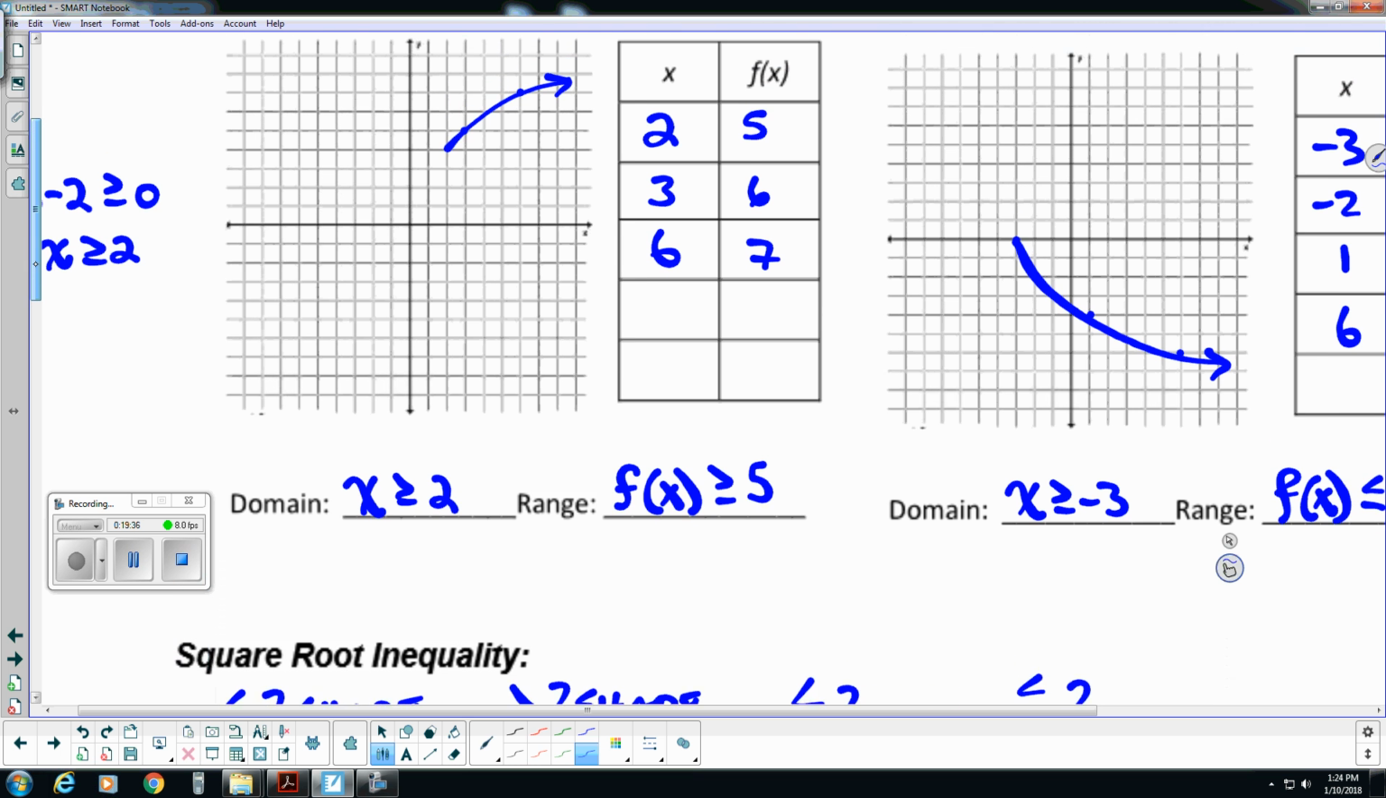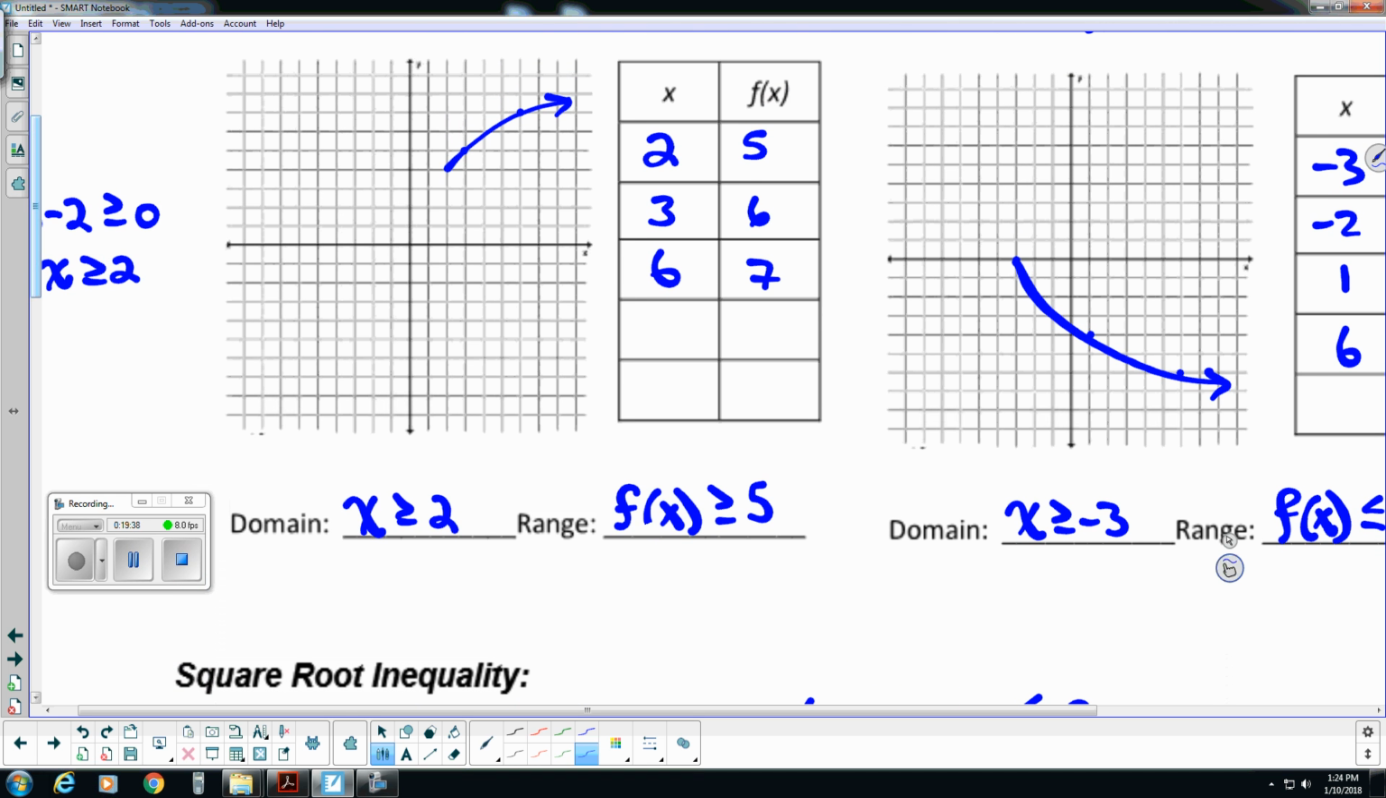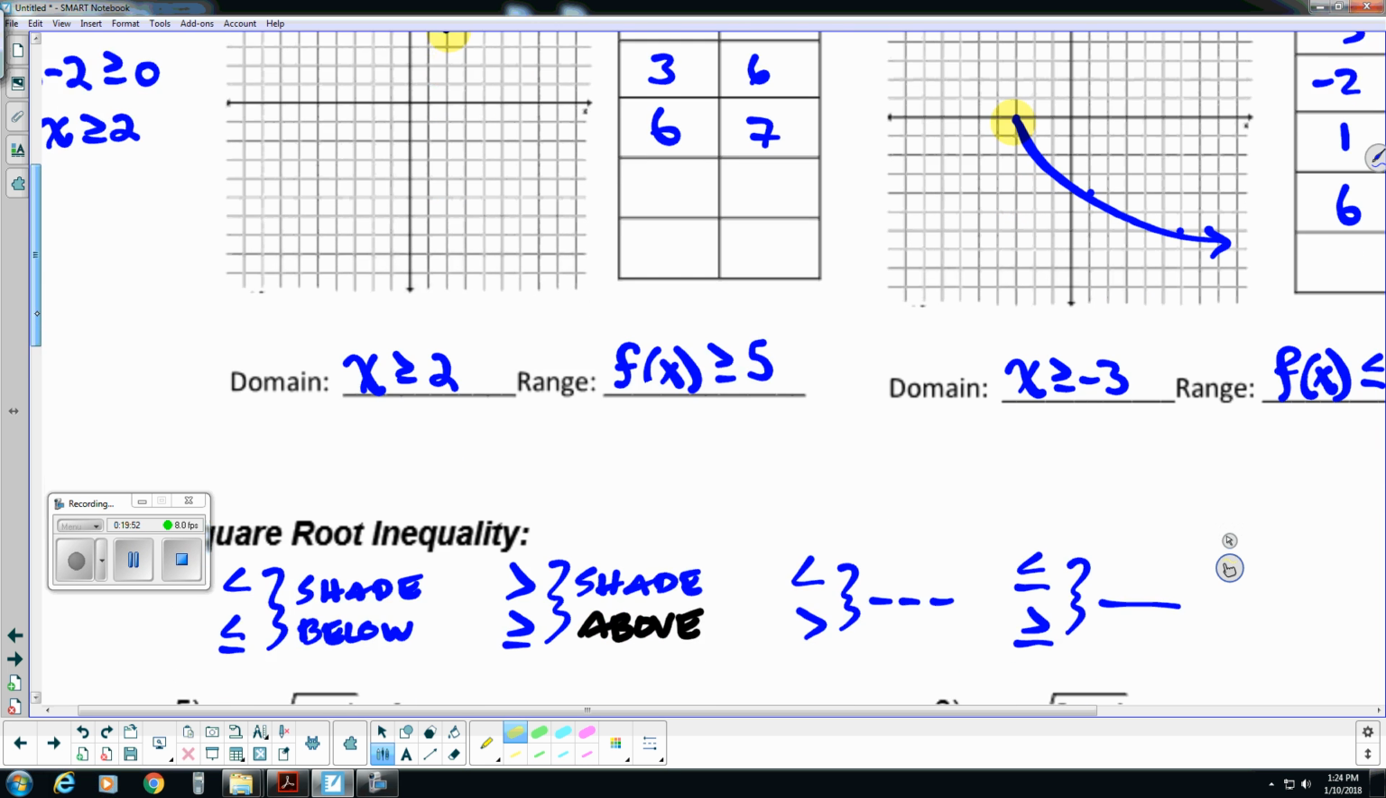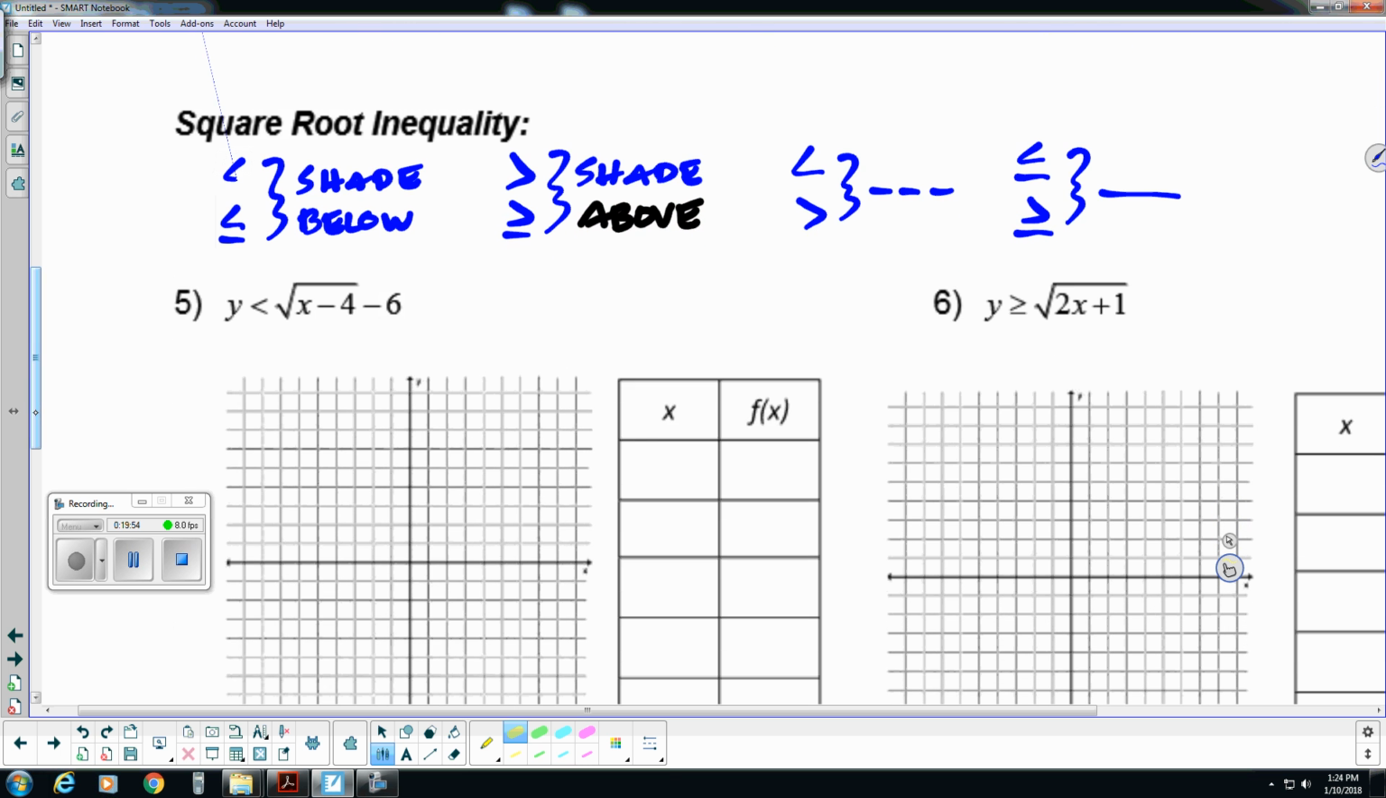For every square root function, you have this initial point right there. Now, that point, when we're talking about inequalities, can either be open or closed. Here's the rule that you follow for that. If you have a less than sign or a greater than symbol, that goes with the dotted line, then your dot's going to be open.